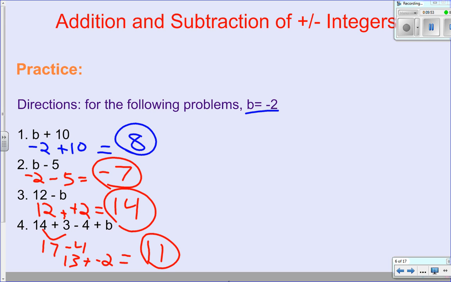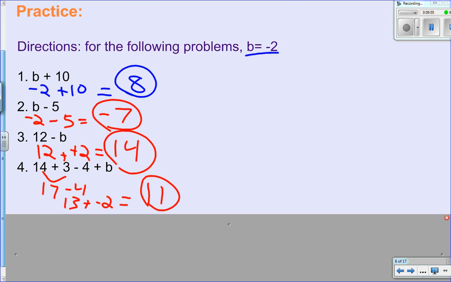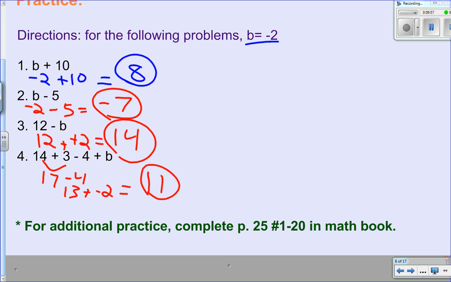If you were able to complete all of those without any issues, you will do very well on the assessment on the addition and subtraction part. If you are not able to, please go to your math book and complete page 25, numbers 1 through 20, or you can do any variation if you just want to complete a few of those, and have me or Mr. Baker check them, just to give you some additional practice to make sure that you do well on the test.